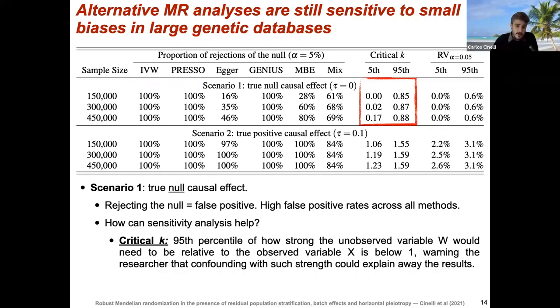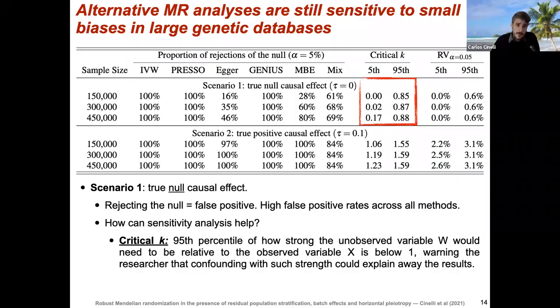What I'm calling here the critical K is the multiple K of both the association of the unobserved variable with the outcome trait and the genetic instrument, a polygenic score in this case. We're going to construct a polygenic score. Relative to the observed covariate X, that would be necessary to bring us to our region where the MR estimate would not be statistically significant. So here, the 95th percentile of how strong this unobserved variable W would have to be relative to the observed variable X is below 1.